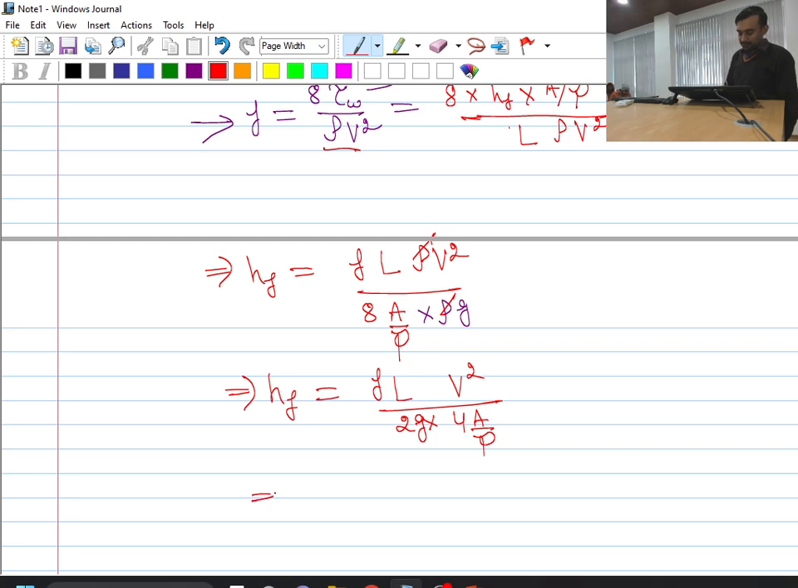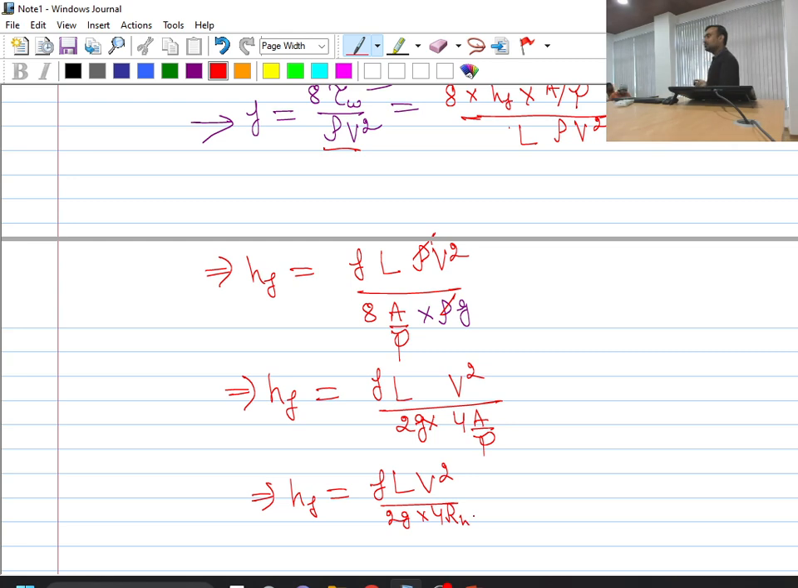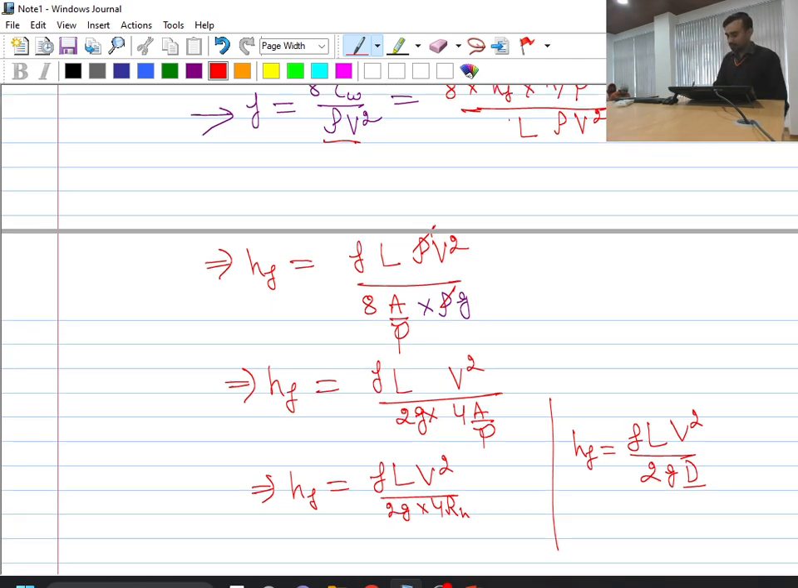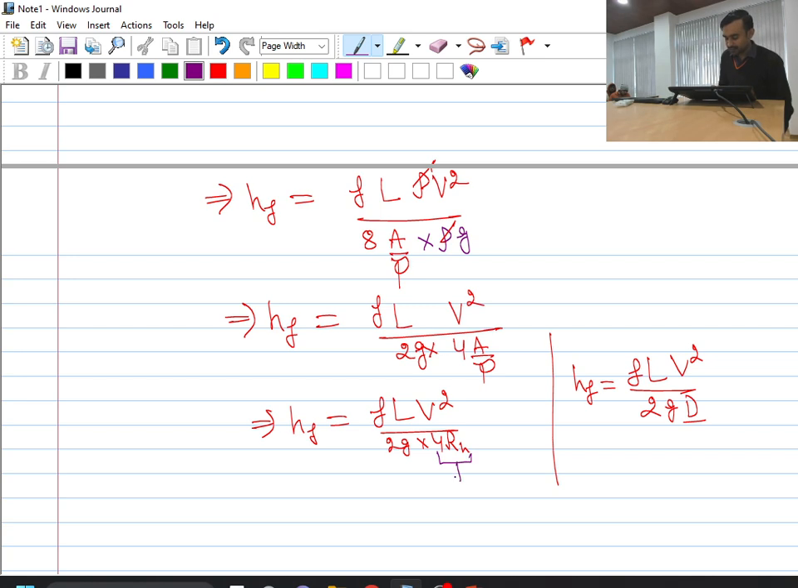What is A by P? A by P we have already defined as hydraulic radius. So f L V square by 2g into 4 times R_H. What about the corresponding case for a circular duct? For a circular duct, we define h_f equal to f L V square by 2gD. If I make an analogy with the circular duct, I find that 4 into R_H has a dimension identical to the equivalent diameter of a circular duct.